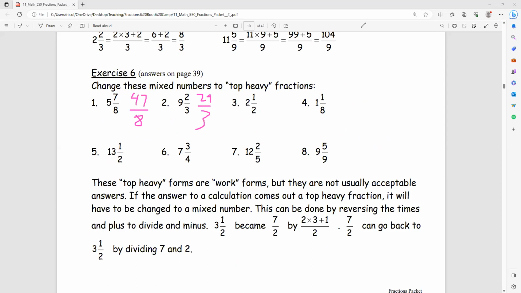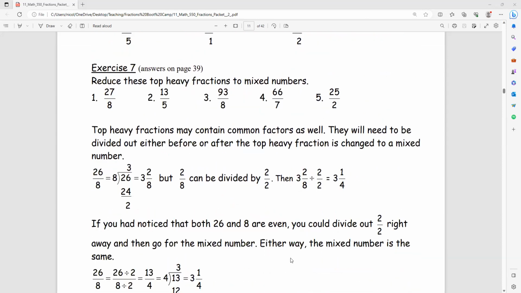And you can convert them back. Like here. 8 goes into 27 3 times, which is 24. You have 3 left over, so you get 3 3/8. You can check it by multiplying it back and getting back to where you started. Very simple.